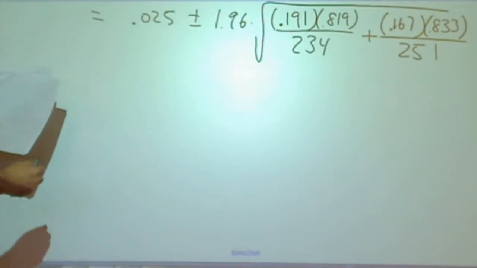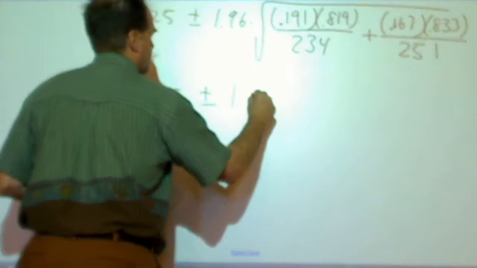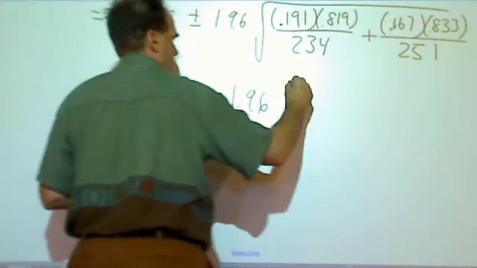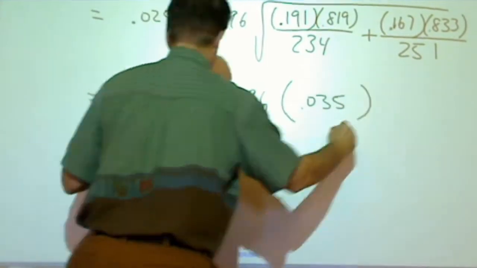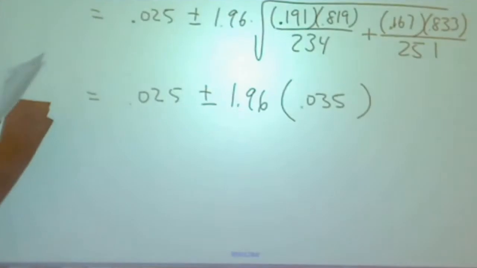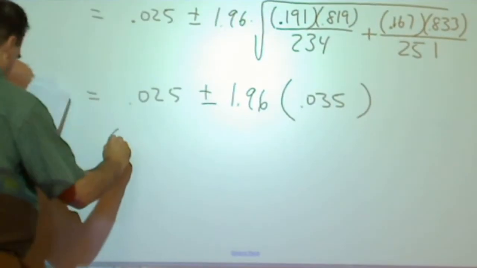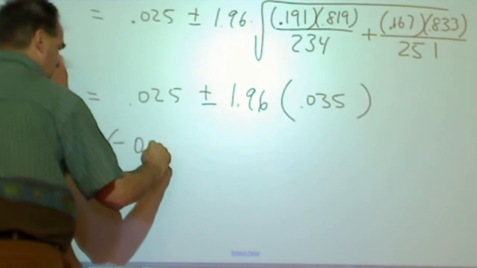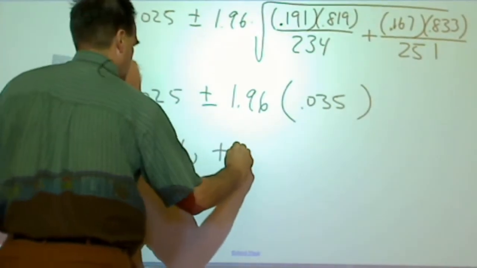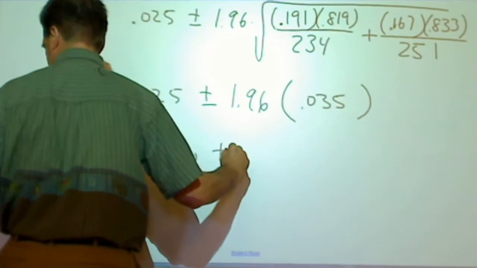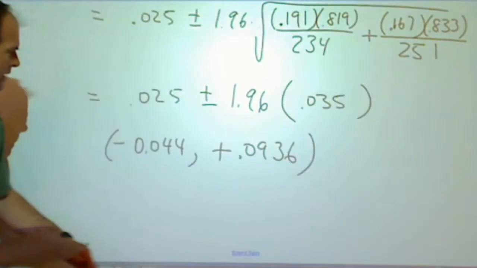If we type that in, 0.025 plus or minus 1.96 times that square root, 0.035. A little less than the pooled one. Actually, it's right at what the pooled one is. If you calculate this out, the boundary is negative 0.044 up to positive 0.0936.